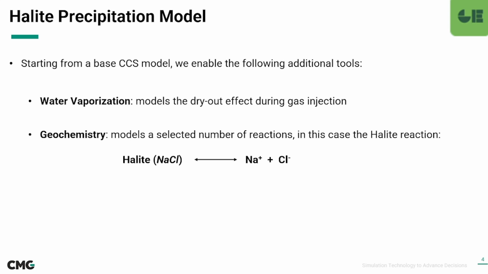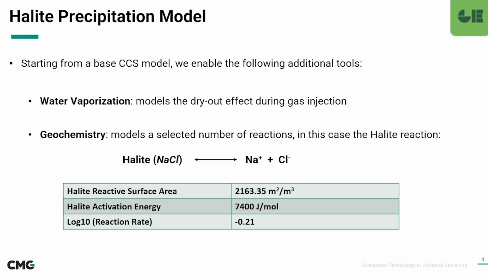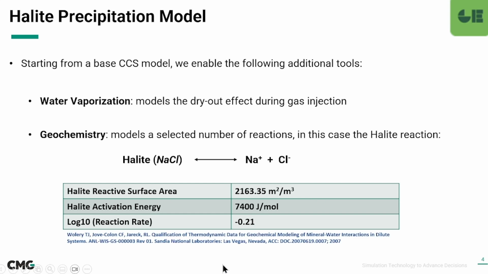This reaction is modeled as a kinetic rate dependent reaction that requires the input of these parameters: the halite reactive surface area, the halite activation energy, and the log of the reaction rate. The data that we see here were taken from the default database linked into GEM, which is the Wallery database referenced at the bottom. Other databases can be linked into GEM as well, and optionally the user can override any of this data with some laboratory measured data.